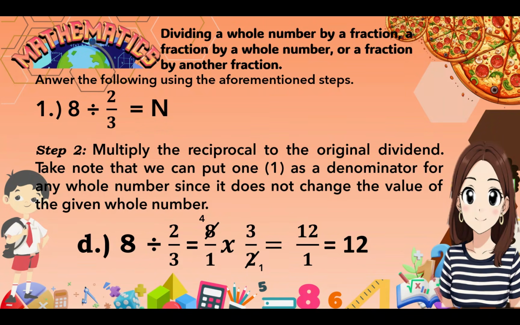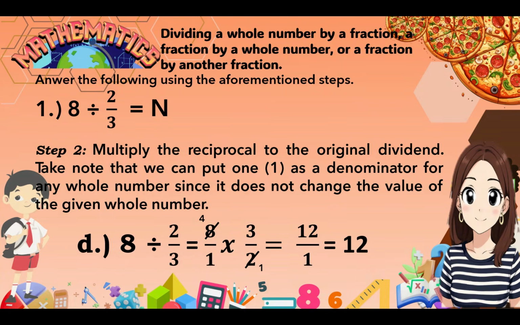Now we can do a cancellation. So 8 and 2 will have a GCF of 2, so they can be divided by the number 2. 8 divided by 2, we have 4. And 2 divided by 2 equals 1. Then proceed to multiplication. 4 times 3 equals 12, and 1 times 1 equals 1. 12 divided by 1 equals 12.